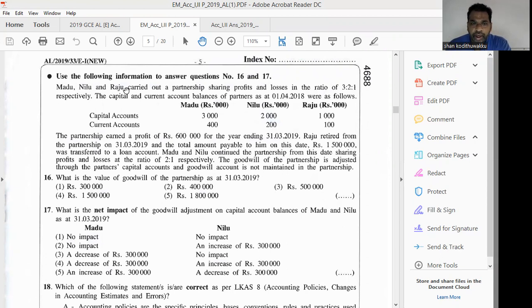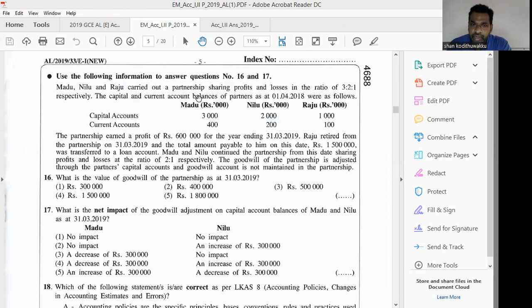Madhu, Nilu and Raju carried out a partnership sharing profit and losses in the ratio of 3:2:1. Then there are 3 partners in the partnership. They have distributed profits among those 3 partners 3:2:1. That means 3 goes to Madhu, 2 goes to Nilu, 1 goes to Raju.